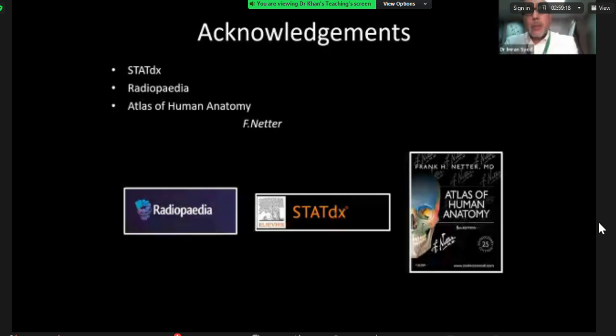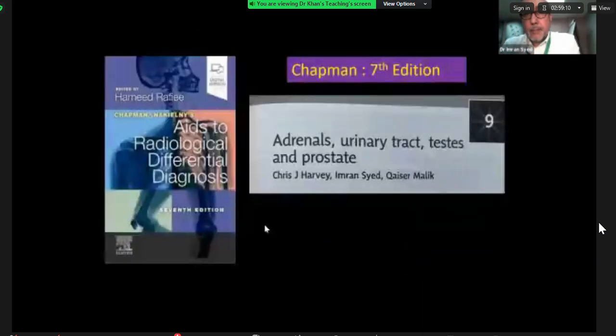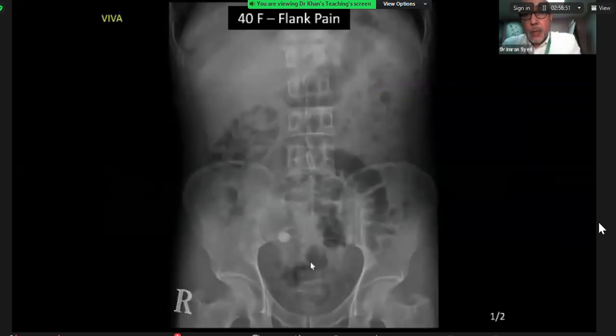So the acknowledgements are as follows, with StatDX, Radiopaedia, and the atlas described there. As described by Dr. Khan, I've been very fortunate to be one of the co-authors for the urology text in Chapman and Nakielny, which is obviously going to be referred to a lot in this presentation.